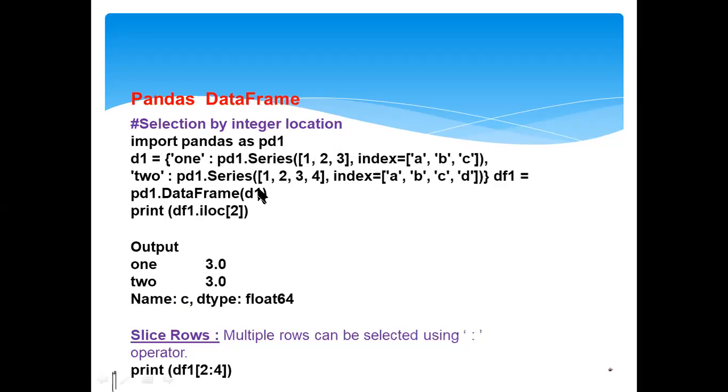So pandas df1 and print df.iloc 2. Here it will show 1, 2, and here values are 3. 1, 2, 3. These first three values will be displayed.